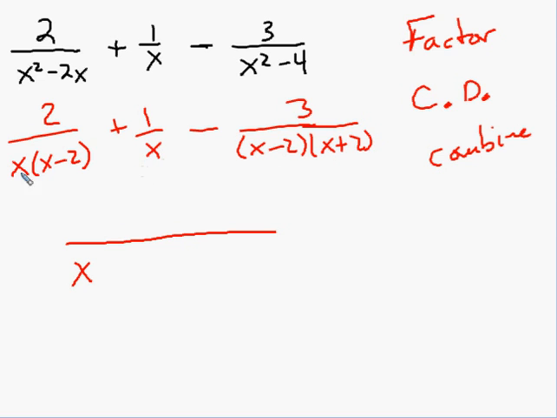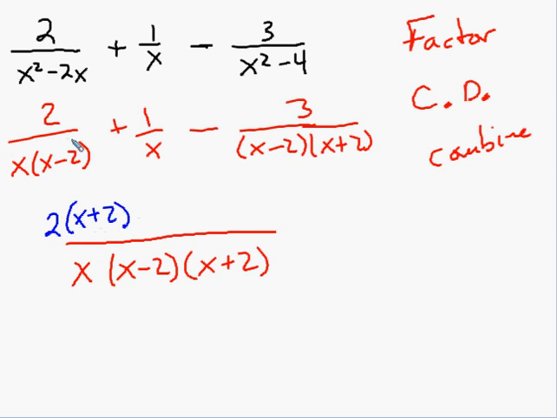I don't need another x because I've already counted this one, so that's good. I have an x minus 2, so I need an x minus 2 in my denominator. And this one has an x minus 2. I don't need to count it again, I've already got it. And I have an x plus 2. Now, I look at my denominators and I think, well, what is this denominator missing? Well, it's missing the x plus 2. So I'm going to have 2 times x plus 2.